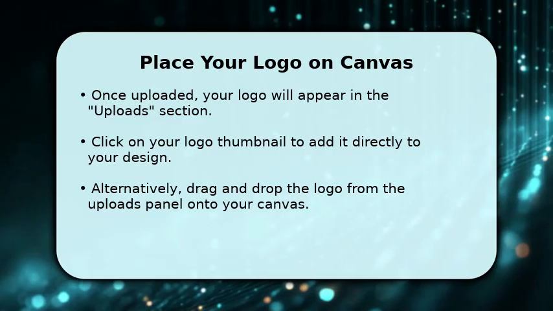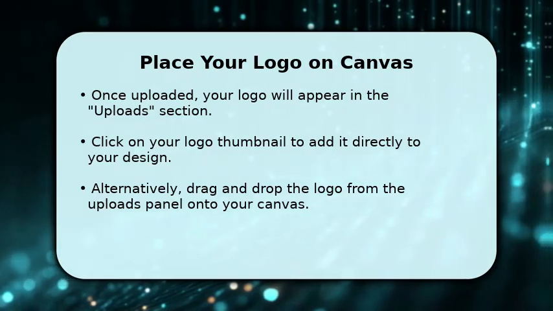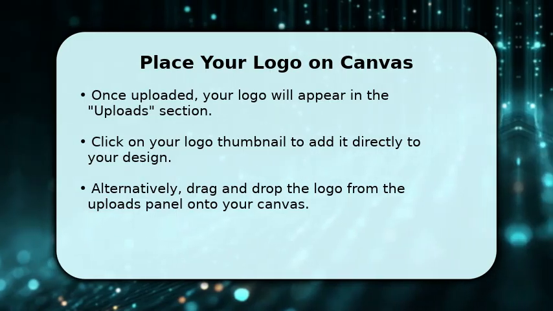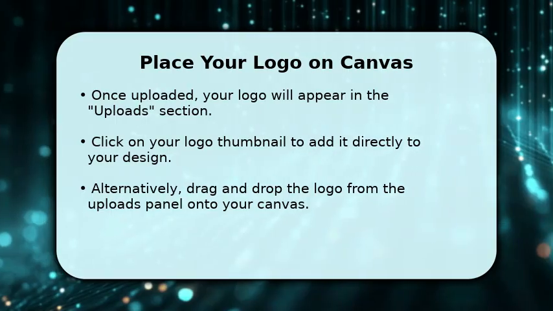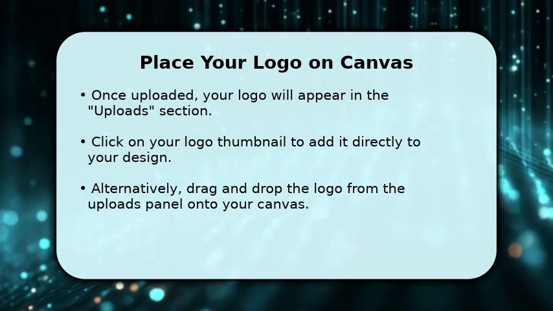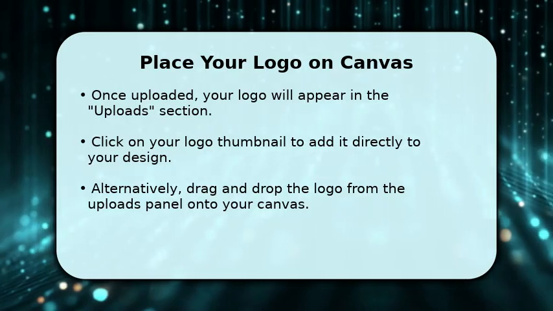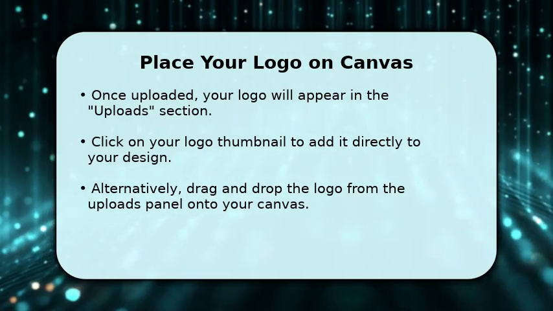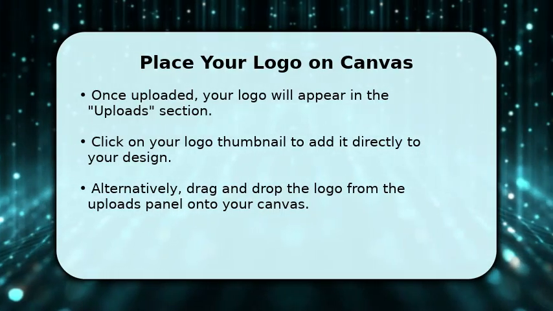After your logo is successfully uploaded, it will be visible in your Uploads panel. To add it to your current design, simply click on the logo's thumbnail. It will instantly appear on your canvas. Another easy method is to click and drag the logo directly from the Uploads panel onto your design. This gives you immediate control over its initial placement, making it simple to start integrating your brand.